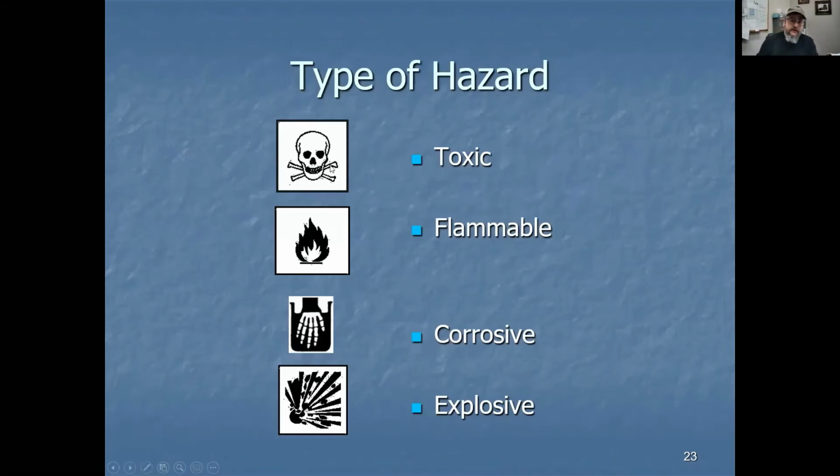Okay. So here are some common symbols you're going to see. You're going to see the skull and crossbones, which determines that it's toxic. Or you might see a flame, which of course means it's flammable. Skeletonized hand, I mean, it's corrosive, could cause burns, and then explosive. These are some of the four common hazards that you're going to come across.